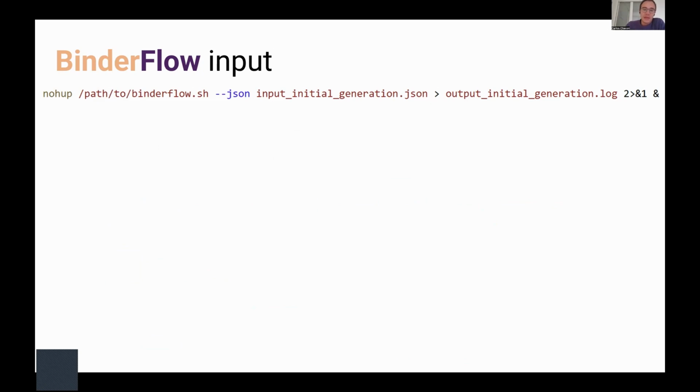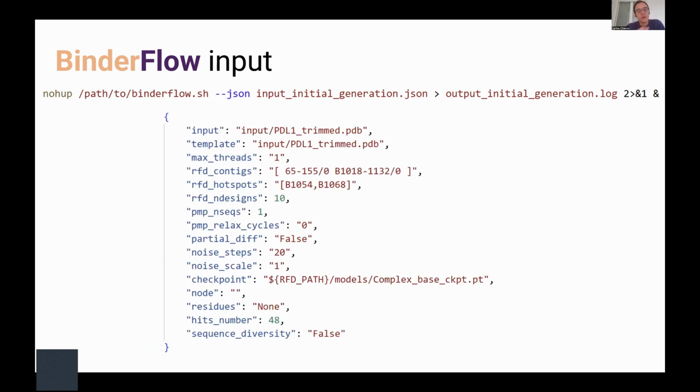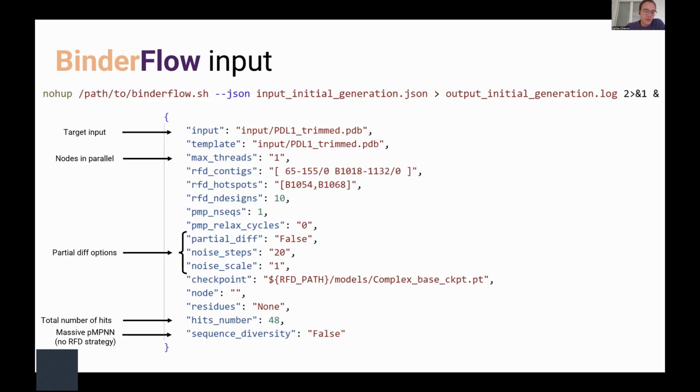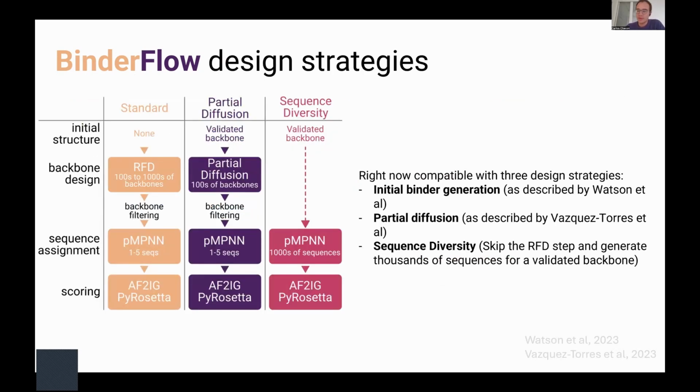The settings of the campaign are defined in a JSON file, which looks like this, in which you have to define the number of nodes that you want to use in parallel, the target input, the total number of hits, among other things. In this JSON file, you also have to define the design strategy. This is because BinderFlow is right now compatible with 3 different design strategies. The initial binder generation is described by Watson in the RFdiffusion paper, so RFdiffusion and focus initially.